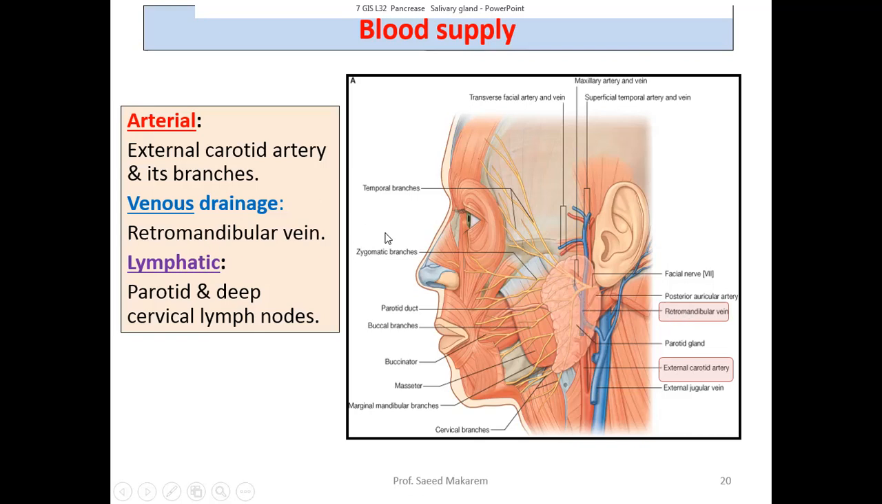So the arterial supply is by the external carotid artery as well as its branches. Venous drainage is by the retromandibular vein. This is the retromandibular vein. The lymphatic drainage is to the parotid and deep cervical lymph nodes. There is a group of lymph nodes near the parotid, and all the lymph nodes finally drain into the deep cervical group of lymph nodes.